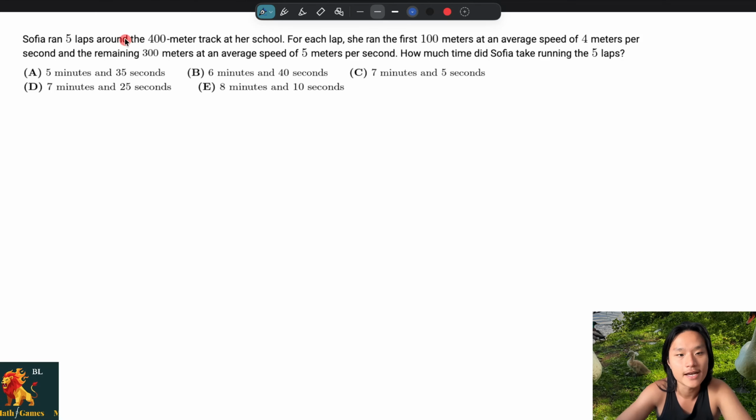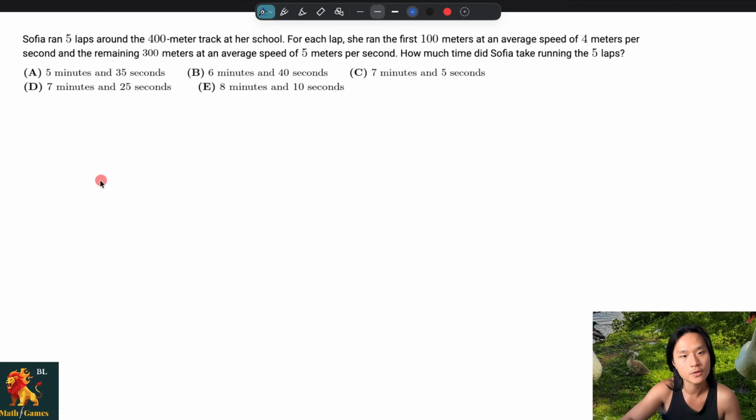Sophia ran 5 laps around the 400-meter track at her school. For each lap, she ran the first 100 meters at an average speed of 4 meters per second, and the remaining 300 meters at an average speed of 5 meters per second. The question is, how much time did Sophia take running the 5 laps?